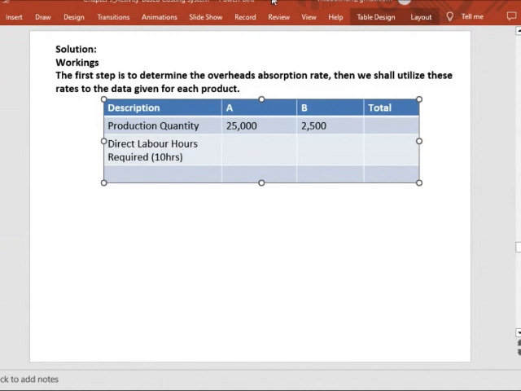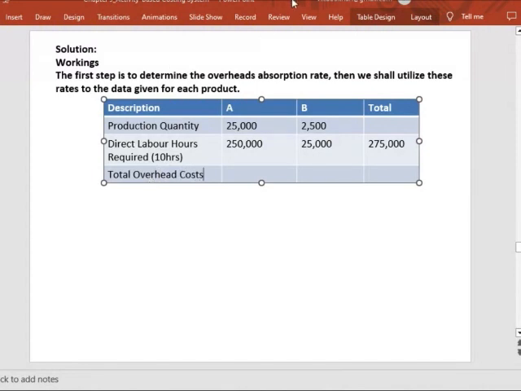For this one, 10 hours, it will give me 250,000. This one will give me 25,000. When I add both of them, it will give me 275,000. Okay, so now I know that in total I require 275,000 direct labor hours for my company. Okay, so now I have my total cost.